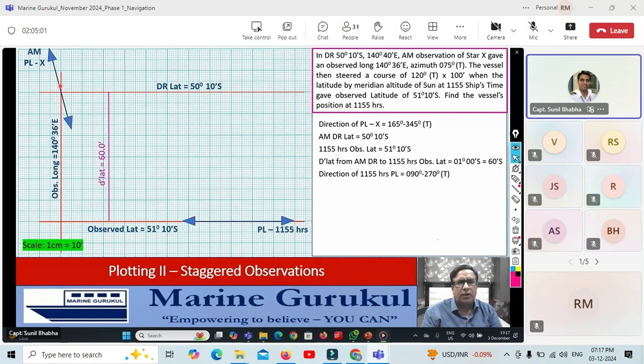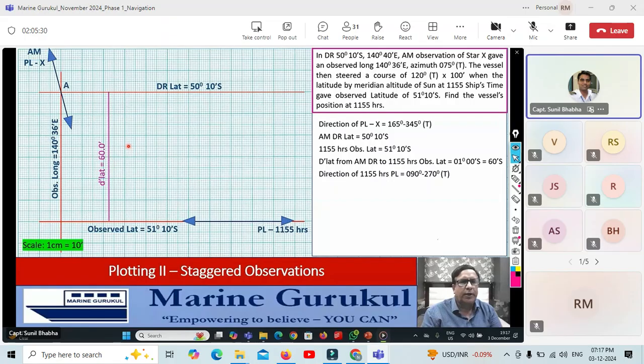Now we have two PLs, one for the morning time, second for 11:55. So to be able to deploy running fix or staggered method, as we call it here, we have to transfer this point, and we've learned that we transfer any point on the first PL. And how do we transfer? We apply the run, we apply wind, we apply current, whatever is applicable in a given scenario. In this case, it's only the ship's own steaming.